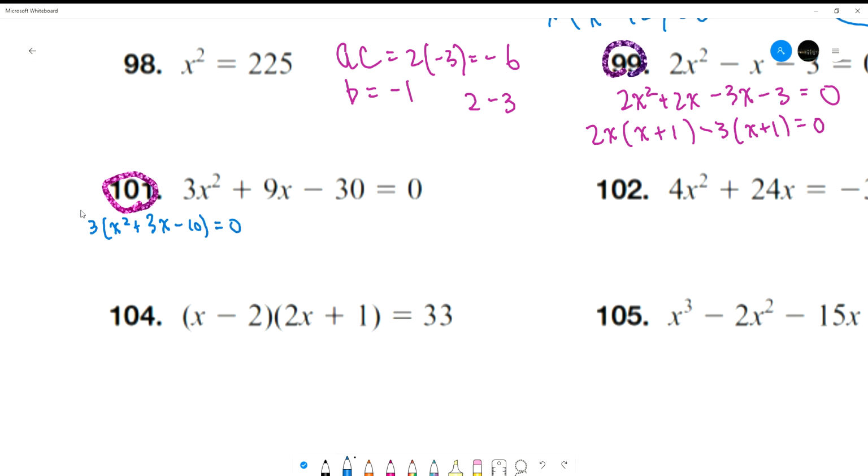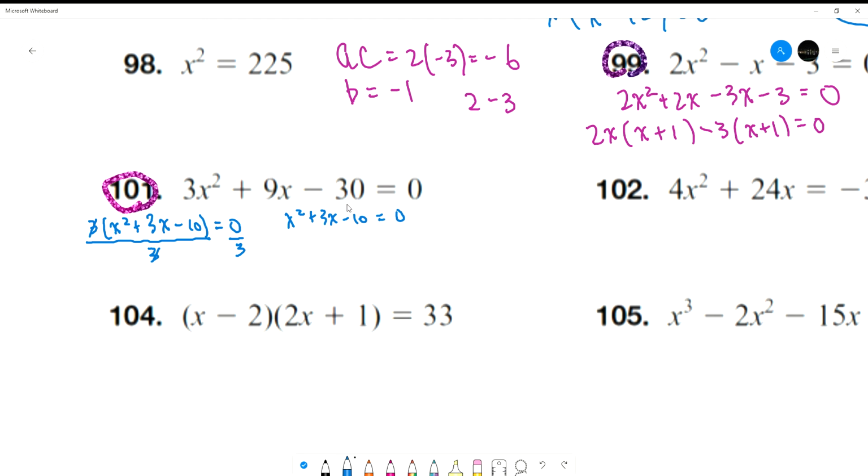Remember, when your GCF in a quadratic equation is a non-variable, you can divide this 3 out on both sides. So 3 divided by 3 is a 1, and 0 divided by 3 is still 0. So basically, I'm left with a very simple factoring problem. x squared plus 3x minus 10 is equal to 0. See, now the a is equal to 1, which makes this a much easier factoring problem.